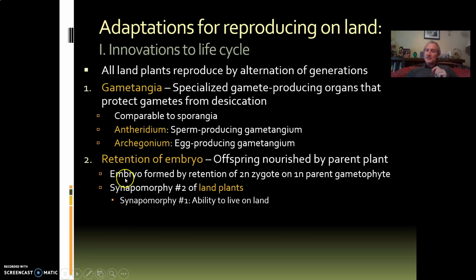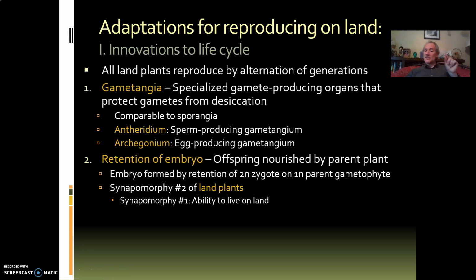Okay, this step, the retention of the embryo, keeping the baby sporophyte in the parent, is technically the best definition, the synapomorphy, of what it means to be a land plant. Okay, the land plants are sometimes called the embryophytes, meaning the embryo-producing plants. That's technically their true definition, but we'll just call them the land plants. They do live on land as well. Okay, so these are the two synapomorphies: terrestrial, and producing an embryo that's retained on the parent.